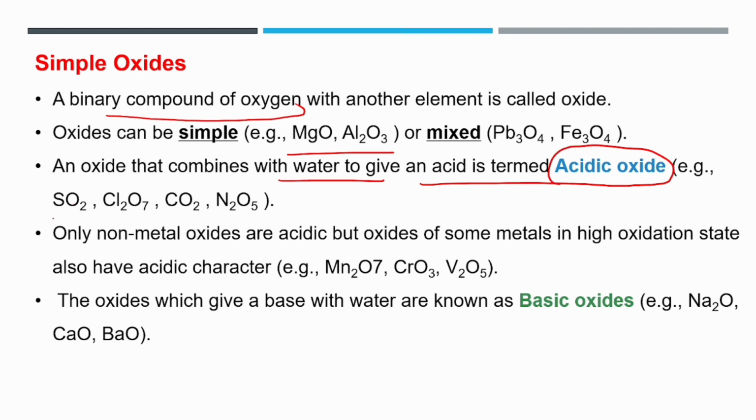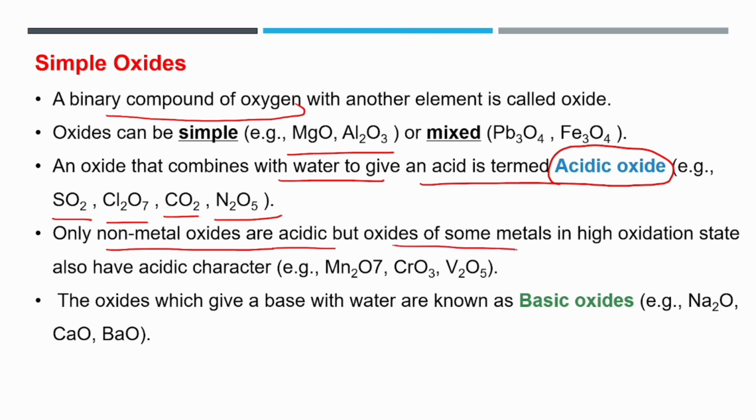Examples are SO2, Cl2O7, CO2 and N2O5. They are acidic oxides. The oxide combines with water to form an acid. SO2 plus H2O will give you H2SO4. These oxides will combine with water to form acids. Other non-metal oxides are acidic.